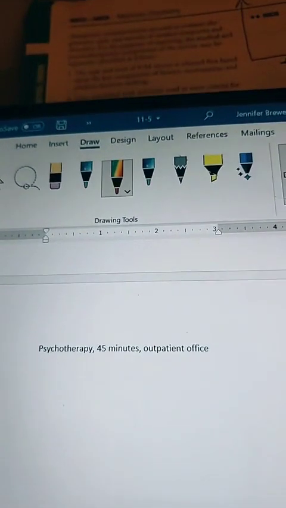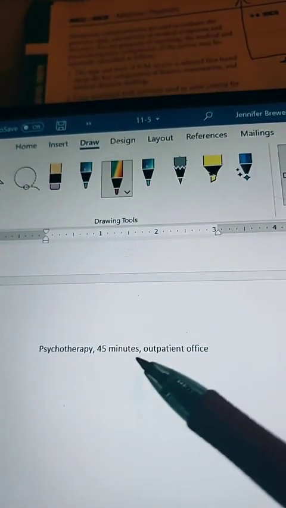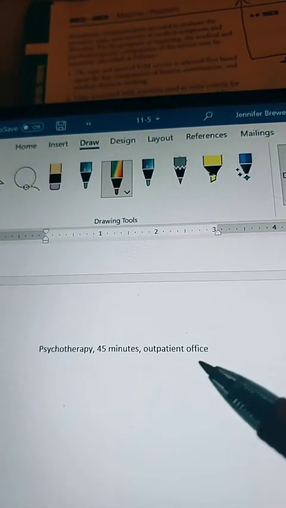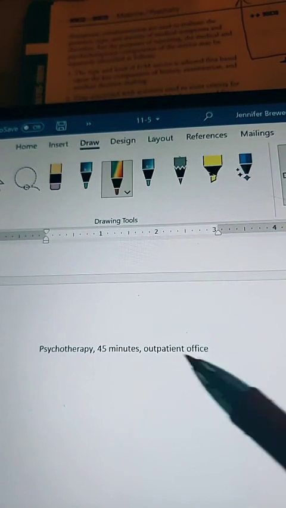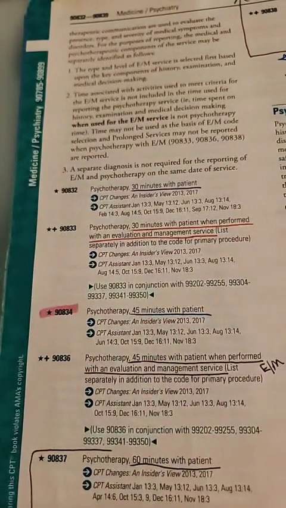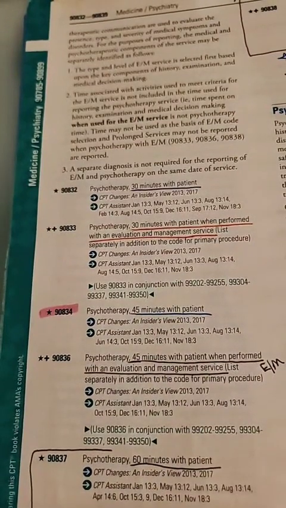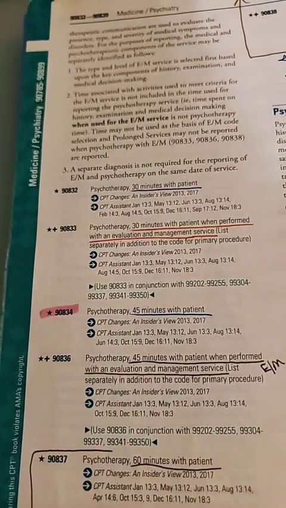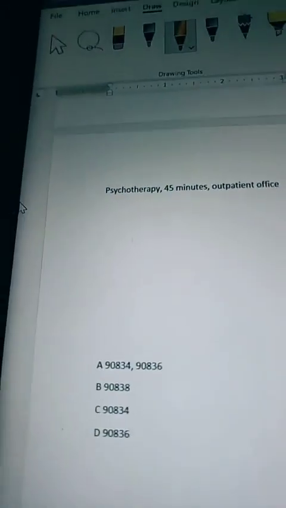Anyway, there's our question. Psychotherapy, 45 minutes, patients, outpatient office. What would you code? Our description said 45 minutes, and it said outpatient office. What do y'all think the answer is?